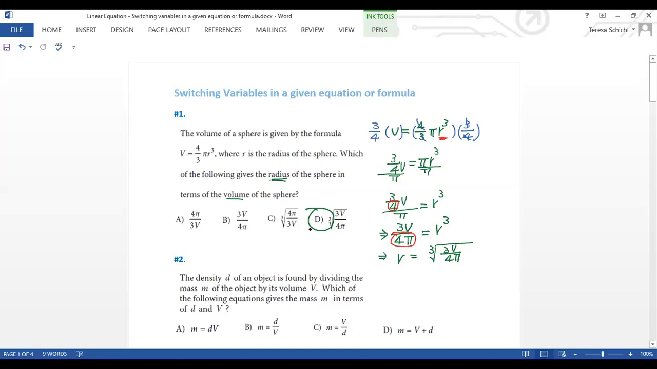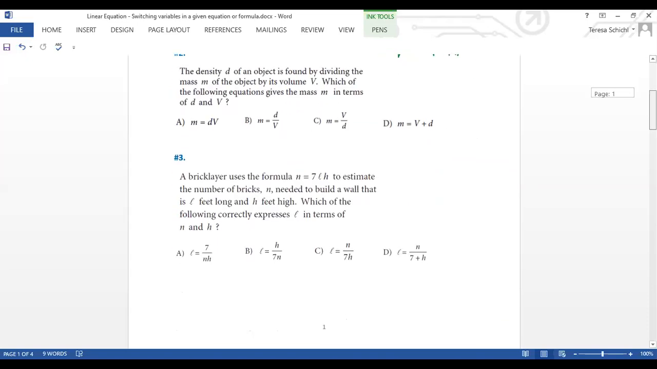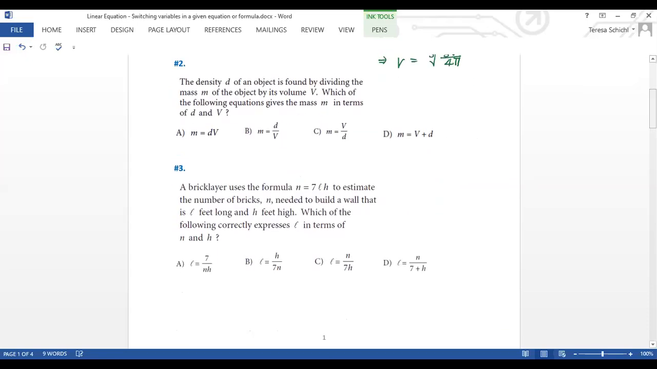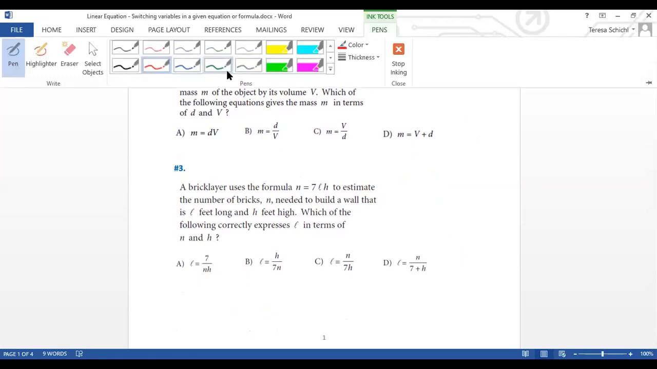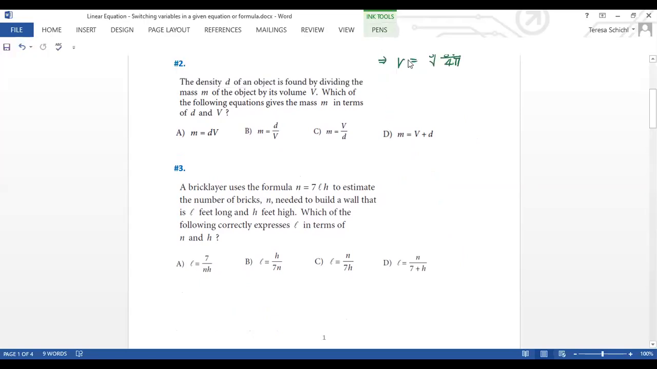So just be careful about that, and then I think you'll be fine. Okay, let's take a look at the second part. They tell you the density D of an object is found by dividing the mass of the object by its volume. Now, which of the following equations gives the mass?